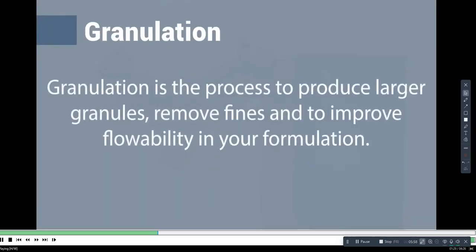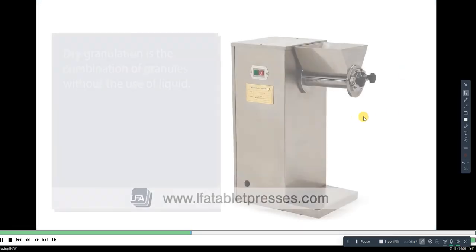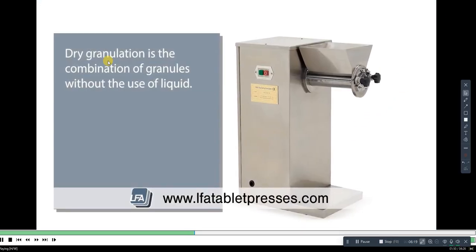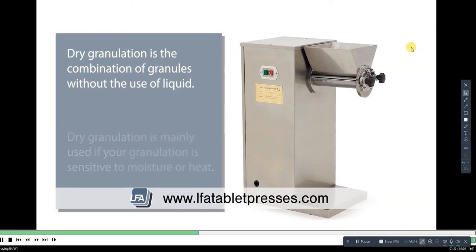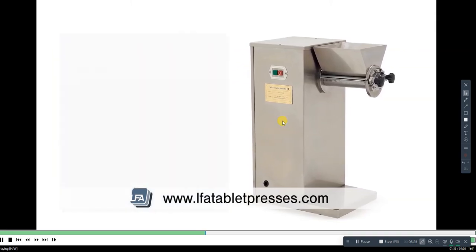Granulation. Granulation is the process to produce larger granules, remove fines, and to improve the flowability within your formulation. There's both wet granulation and dry granulation, but before granulation you first have to complete your formulation, including both API and excipients, minus the lubrication. Dry granulation is a combination of granules without the need of any liquid. Dry granulation is generally used if your formulation is sensitive to moisture or heat.